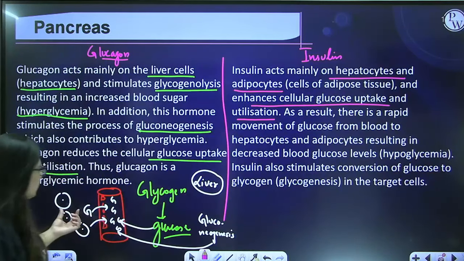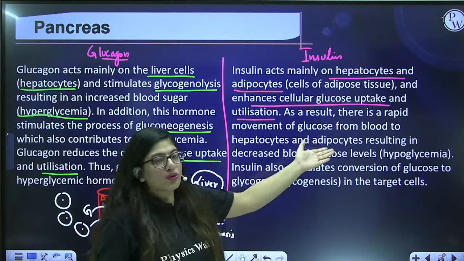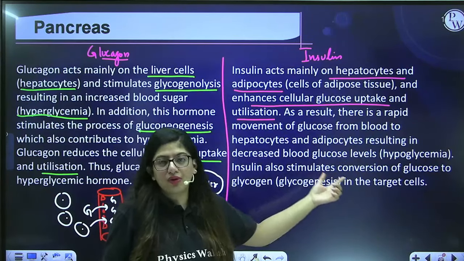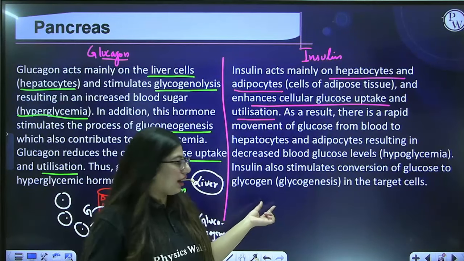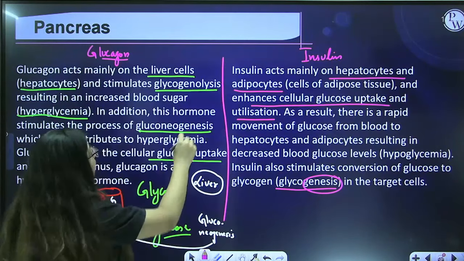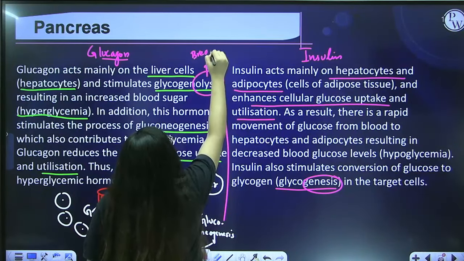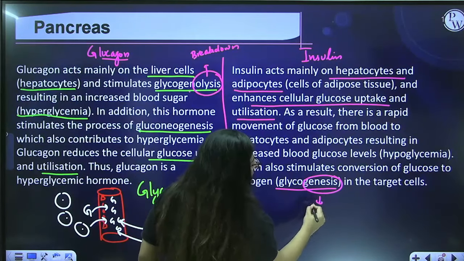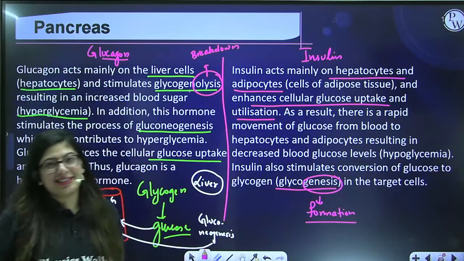It also does the opposite. It will tell these cells to take the glucose. As a result, there is a rapid movement of glucose from blood to hepatocytes and adipocytes, resulting in decreased blood glucose levels. Insulin also stimulates the conversion of glucose into glycogen, known as glycogenesis. Genesis means synthesis, formation. Lysis means breakdown. So we are breaking what? Glycogen. Glycogenesis, what are we forming? Glycogen from glucose. Okay, this is how both function.